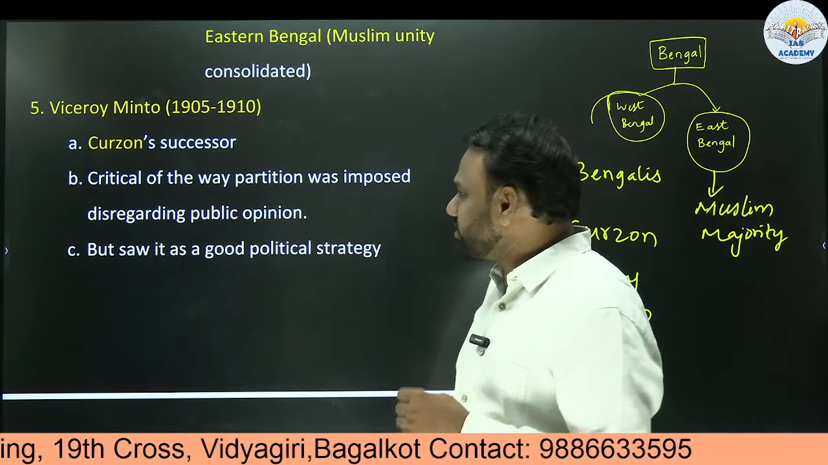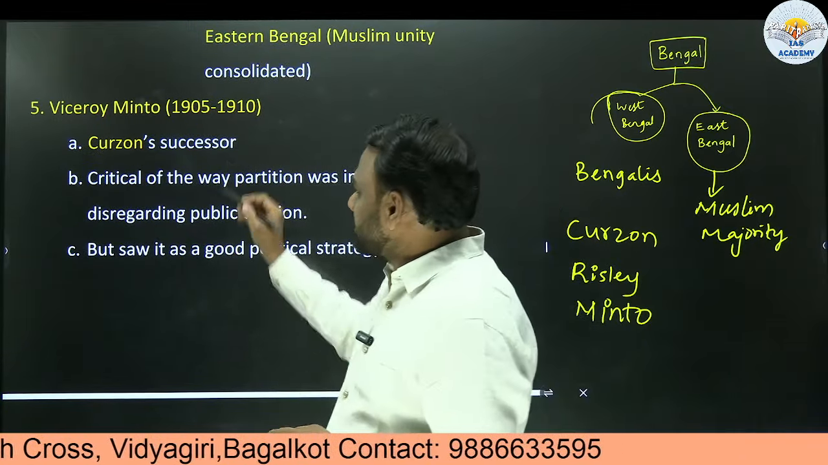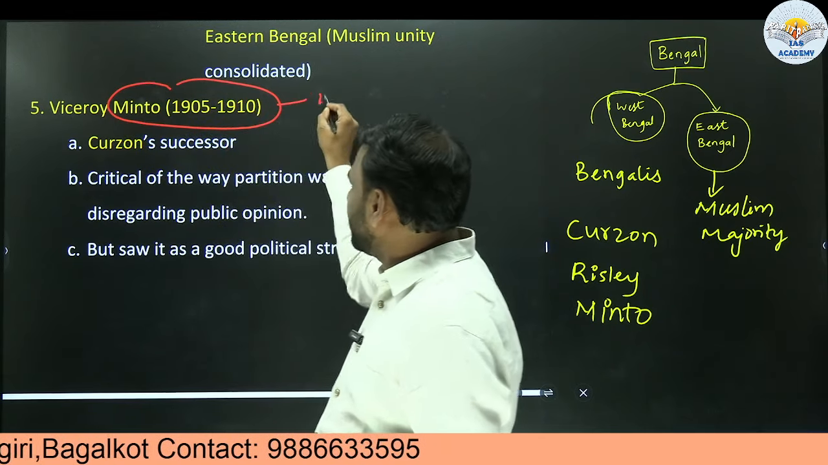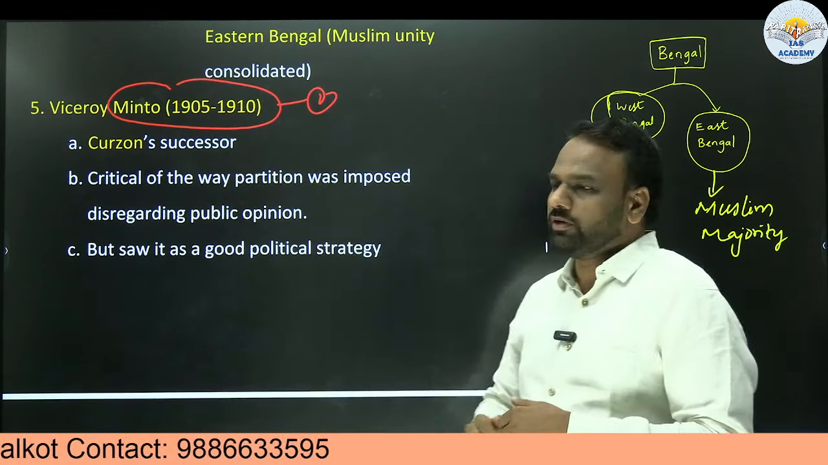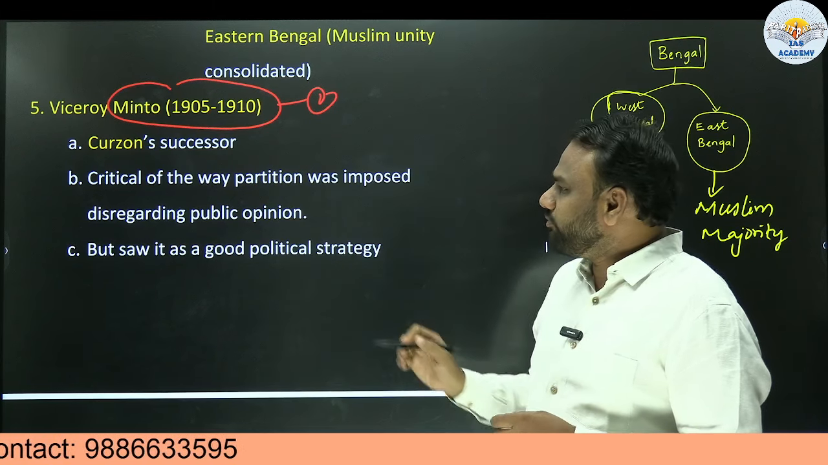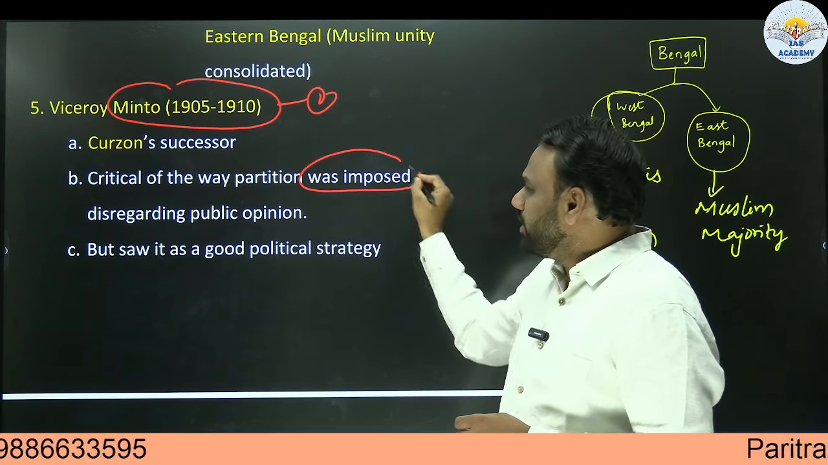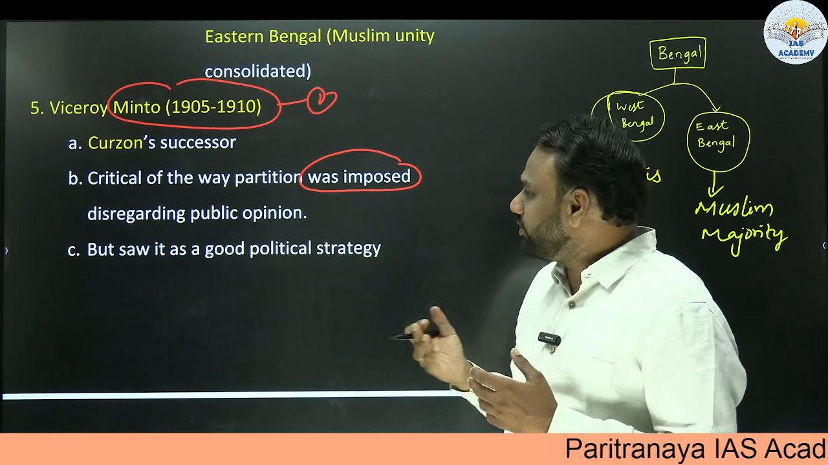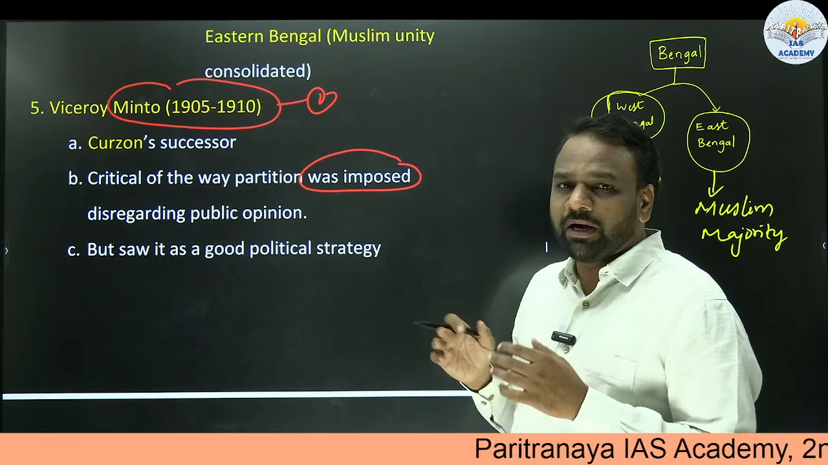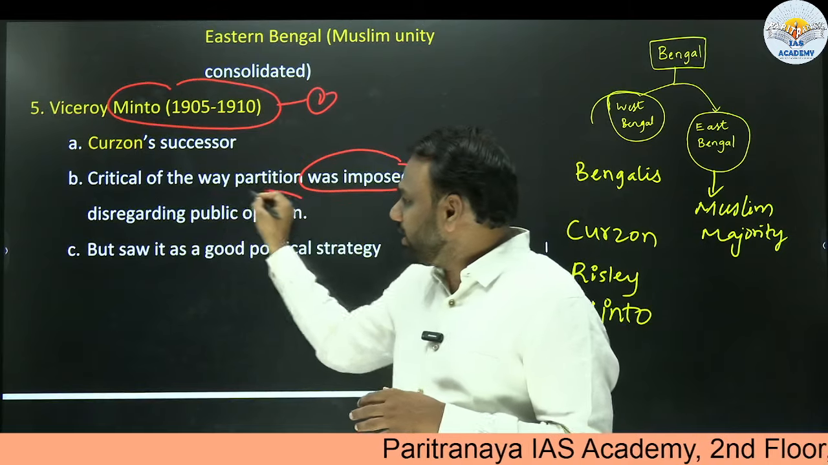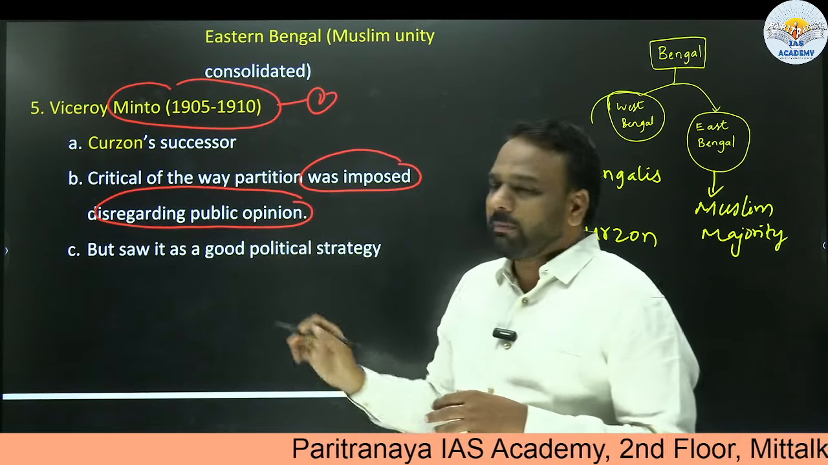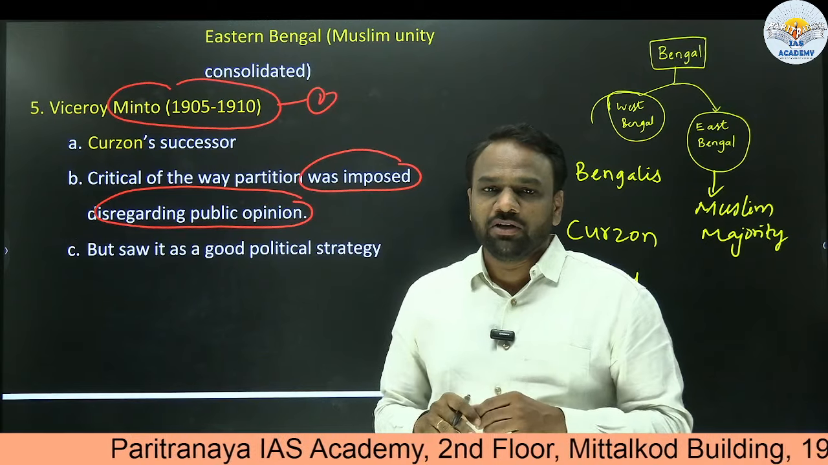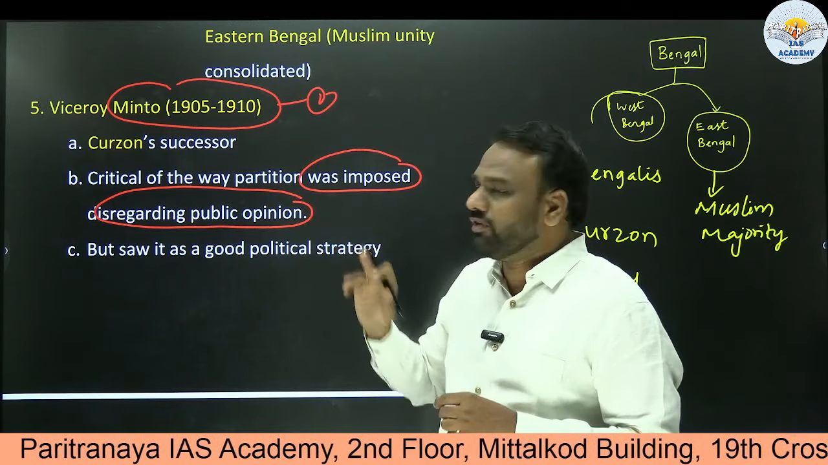Next, another personality, Minto. Minto was the successor to Curzon. Curzon was previously viceroy. Now Minto became viceroy from 1905 to 1910. Another important point: he was critical of the way partition was imposed. Minto was unhappy with the way the partition was imposed, because it was imposed disregarding public opinion. Public opinion was against partition, but despite that, the government went for partition. That is why Minto was critical of that decision.